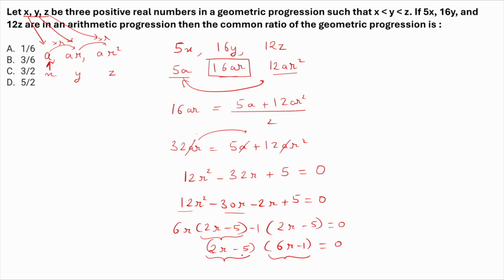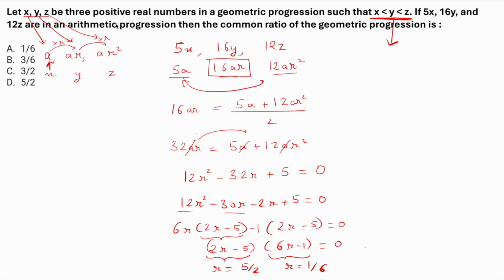The first part 2r minus 5 will be 0 when r will be equal to 5 by 2. 6r minus 1 will be 0 when 6r is equal to 1, or r is equal to 1 by 6. So now we have two possible answer options. It's either A or D. But the point is, the question tells us that x is less than y, which is less than z. Here comes the significance of this statement.